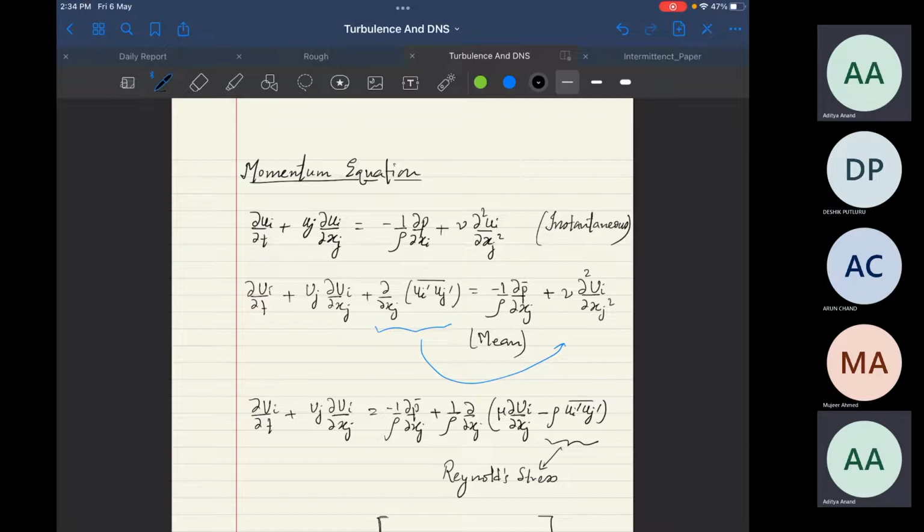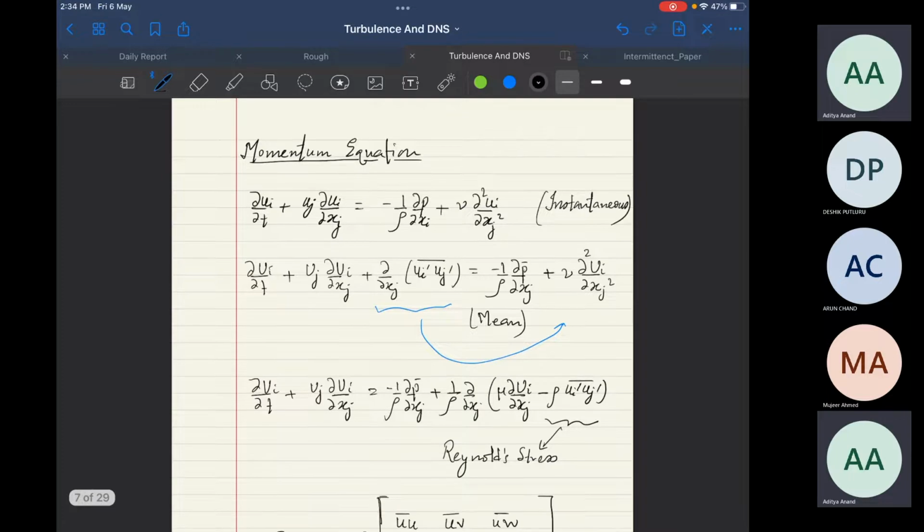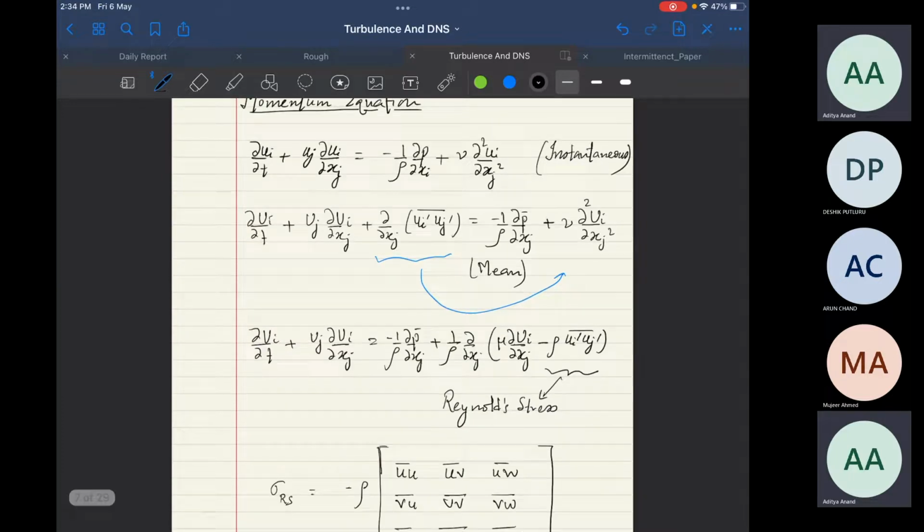Now what we'll do is shift this to the right hand side and write it in this way. So what I've done here is take the del by del xj operator common from both this term as well as the viscous term. So you have 1 by rho del by del xj of mu del capital U by del xj plus this term. Now this term is the viscous shear stress. So in analogy to that, we call this Reynolds shear stress.